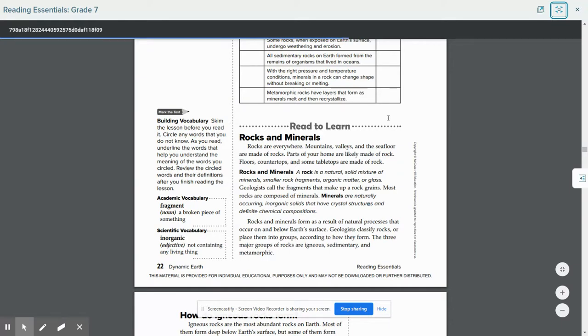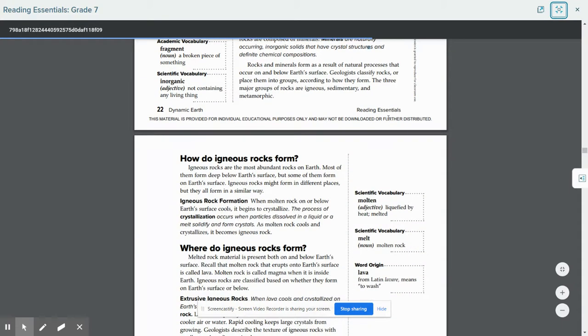Rocks and minerals form as a result of natural processes that occur on and below Earth's surface. Geologists classify rocks, or place them into groups, according to how they form. The 3 major groups of rocks are igneous, sedimentary, and metamorphic.